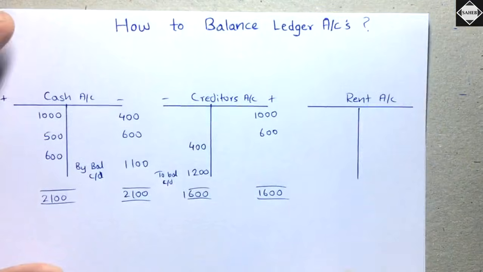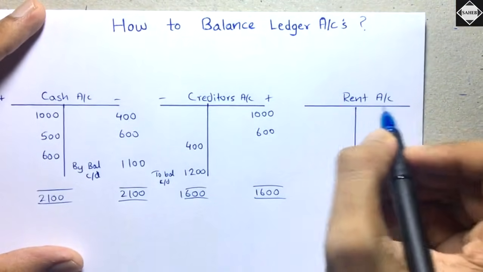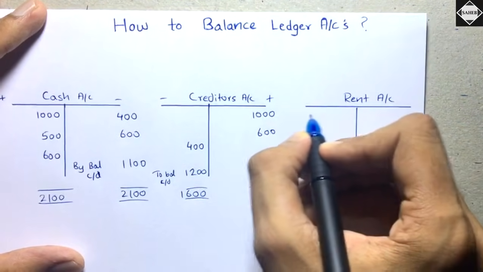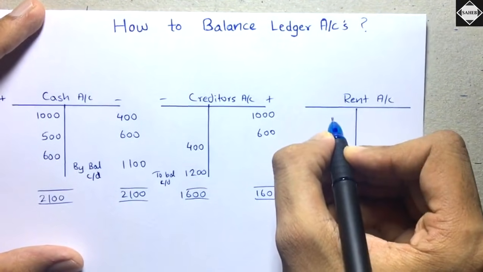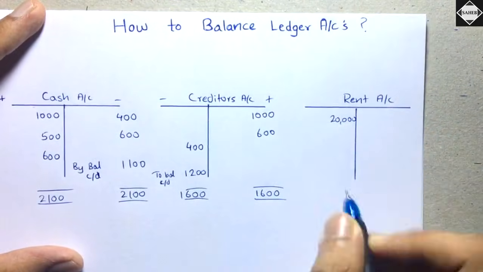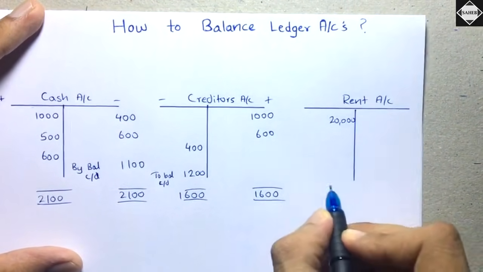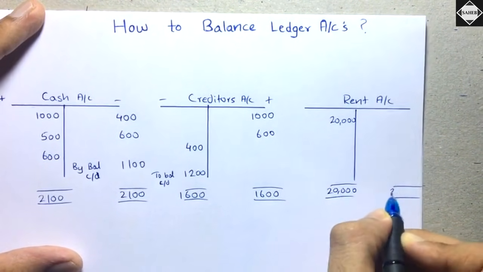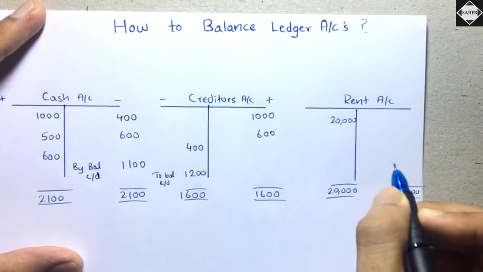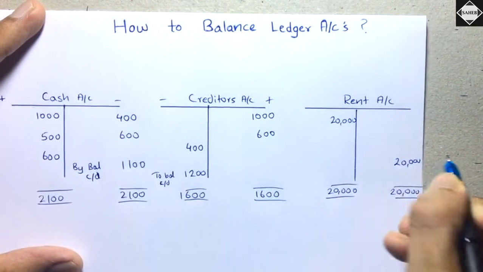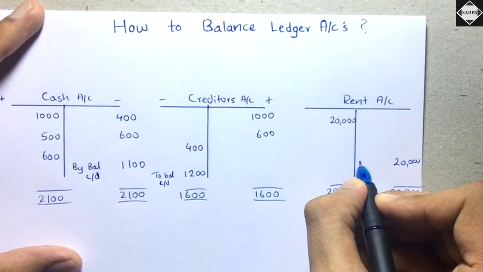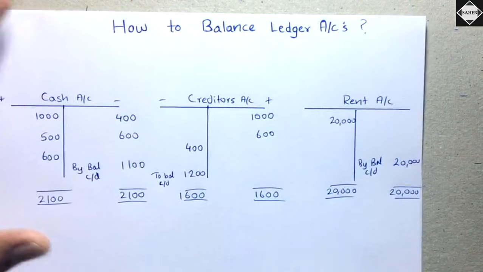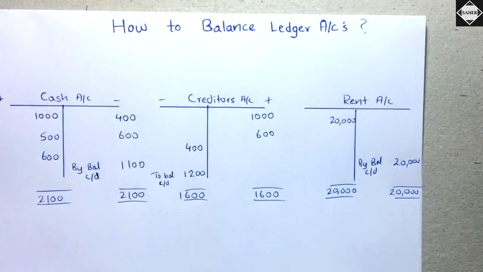Fine. And then let's go to the rent account. Let's say you have paid the rent of 20,000, just for an example. So nothing on the credit side. Simple, there is nothing there. So 20,000 on both sides. 20,000 shortfall, so take 20,000. This is our closing balance. So I will write over here: by balance carried down, C by D. Simple. This is how you will be balancing the ledger account.